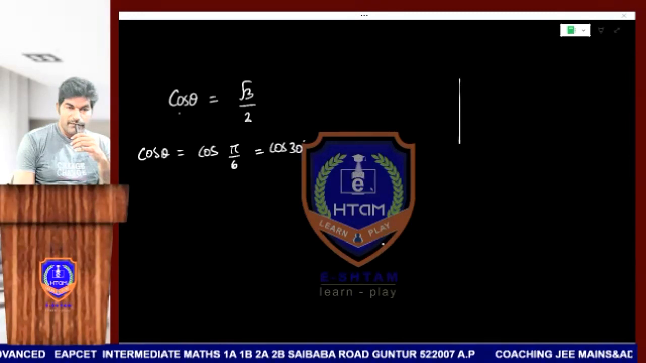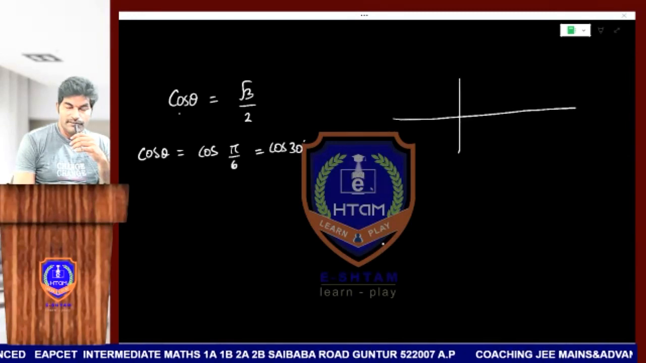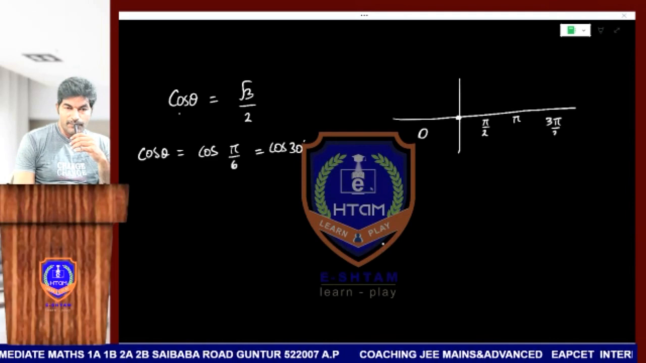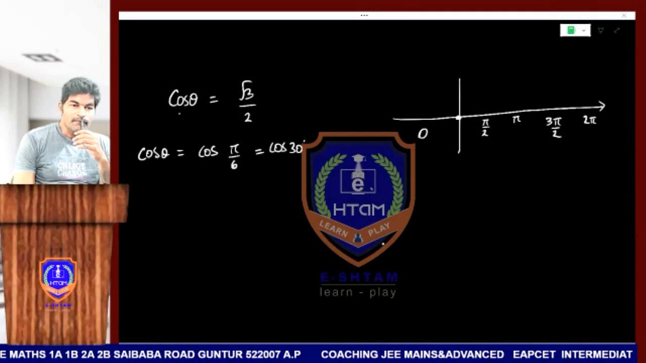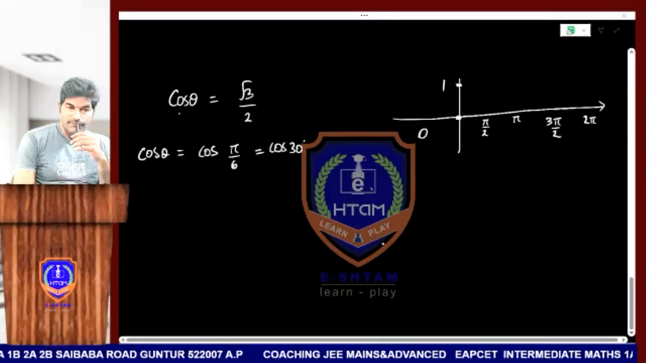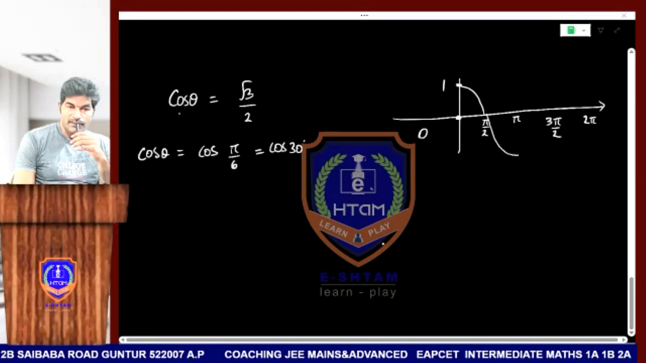So make a simple graph to know how many values exist. The graph will be from 0 to 2 pi. And write down the in-between values also, like pi by 2. Randomly you can take these values: 90, 180, and 3 pi by 2, and 2 pi also. And cos 0 was 1, so that's why the graph will start from here. And cos 90 is 0, and cos pi is minus 1.